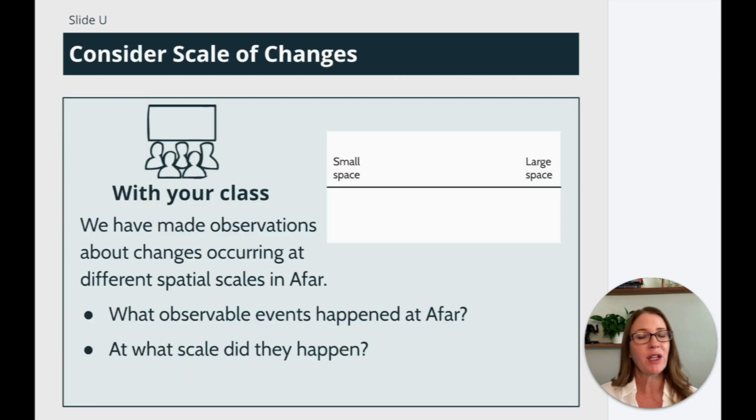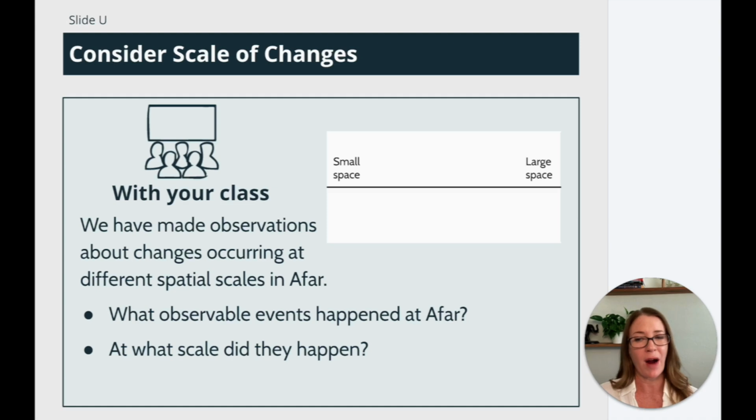So our model is trying to explain things that are both very big and very small. So it's helpful to keep track of the things that happen at different scales to help make sense of any connections between them. So let's see if we can put some of these observable events on this chart with the small space on the left and the large space on the right. Let's think about some of these observable events that happen and where they would go on that continuum between small and large spaces. At what scale did they happen?